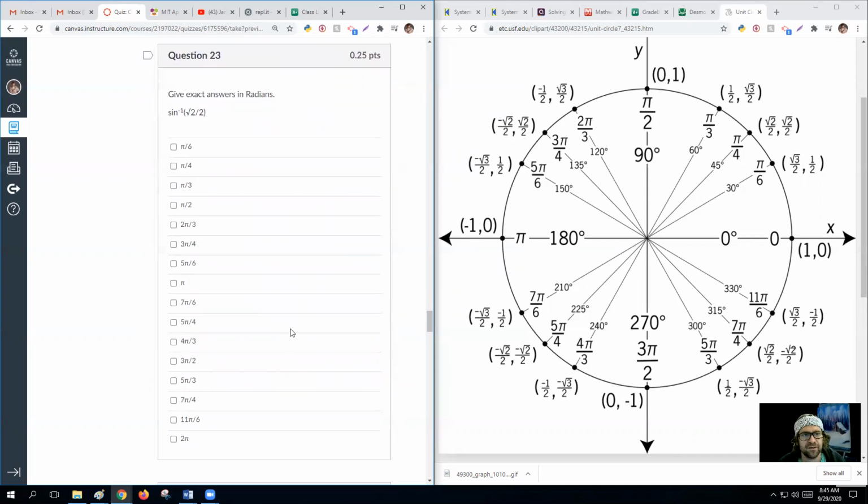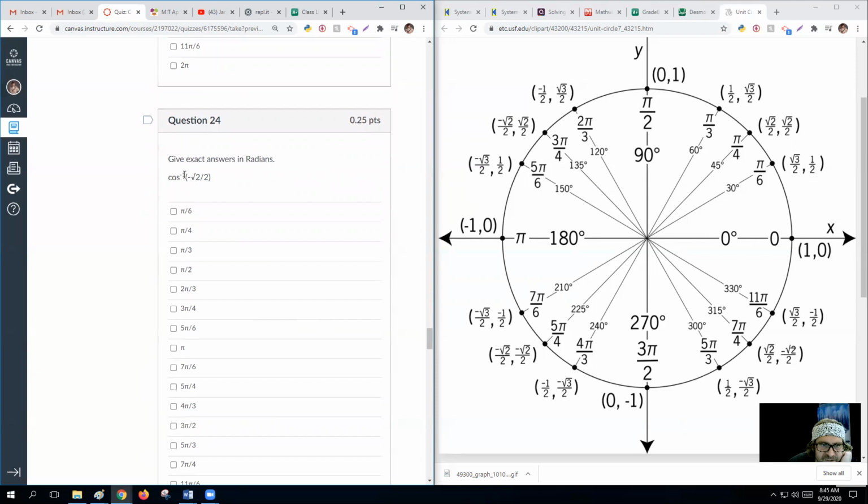All right, keeping with this one here, give exact answers in radians. We got the sine inverse of radical 2 over 2. So where on our graph is the y? Sine is the y, radical 2 over 2. Well, that would be at pi over 4. It's radical 2 over 2. And then also 3 pi over 4. Those are the only two locations where our y is radical 2 over 2.